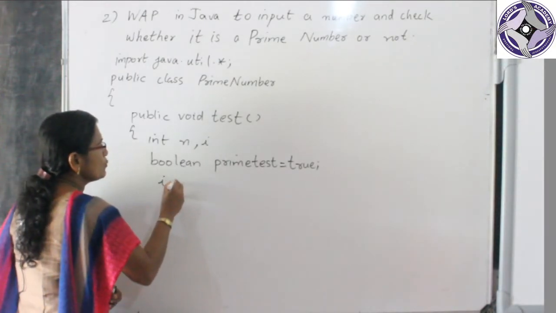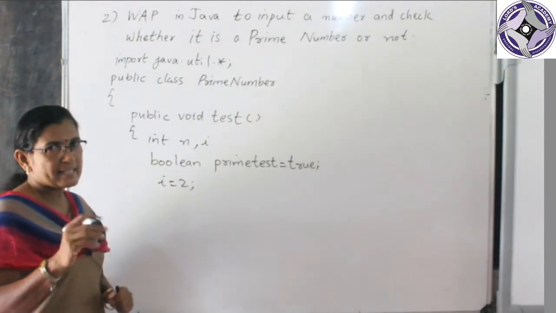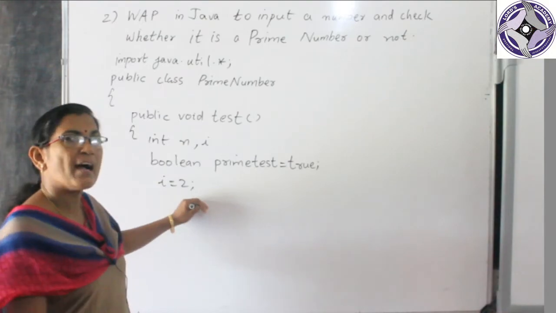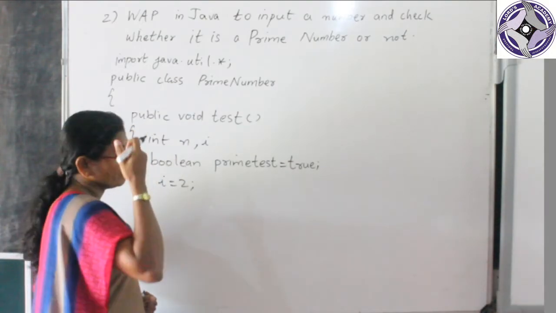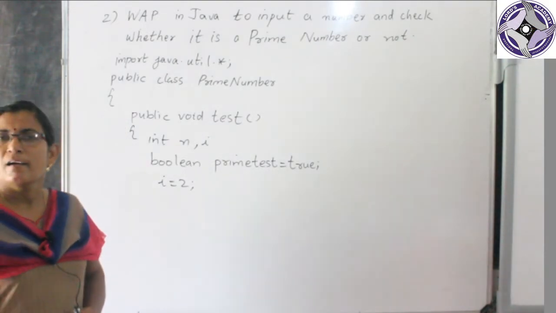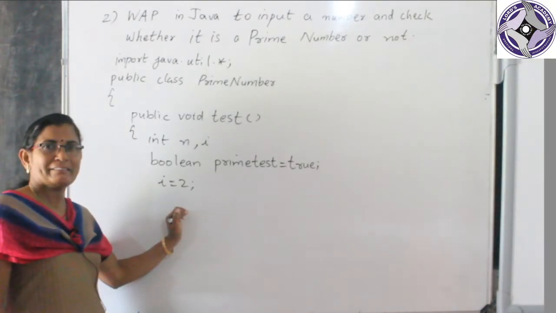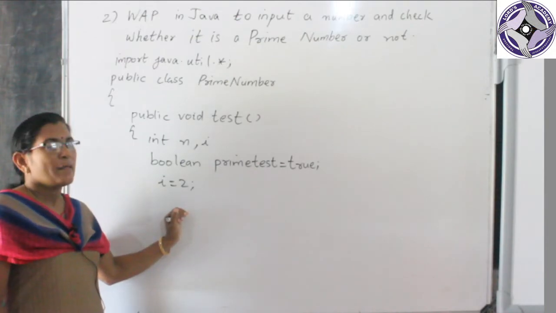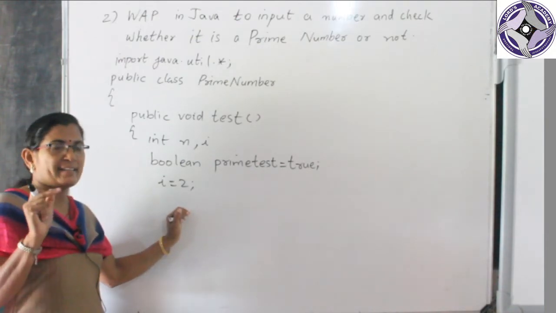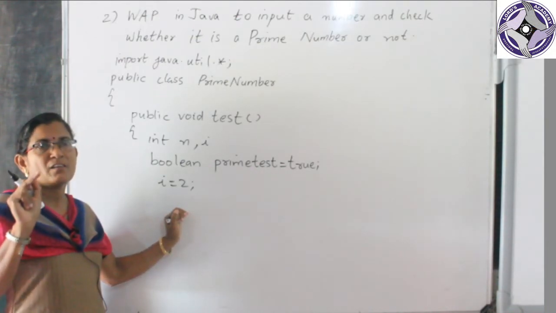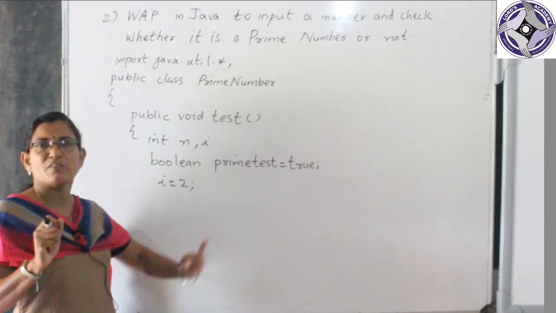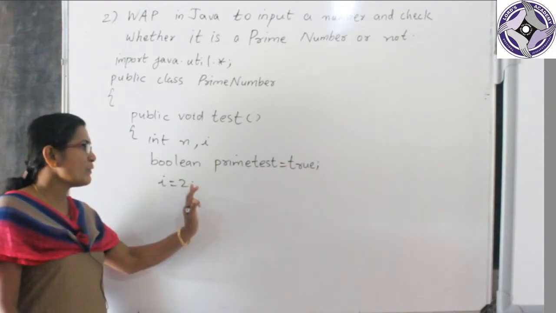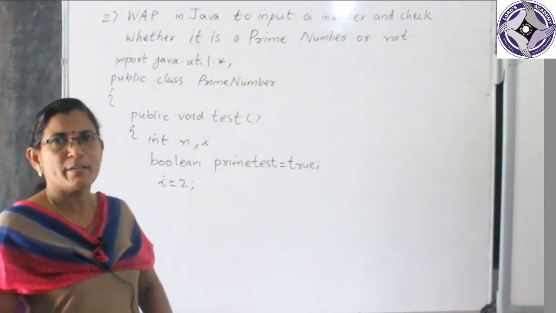I equal to 2, and divisors should go till the half of the given number. We have forgotten one thing. Divisors, when we take, I have told you that we have to take the divisors from 2 to the half of the given number. Before taking the half of the given number, we should enter the number.